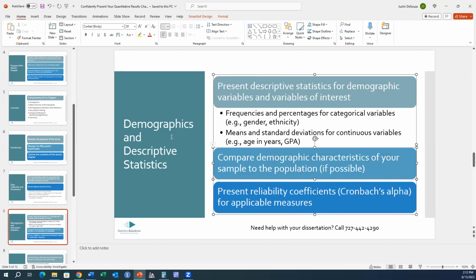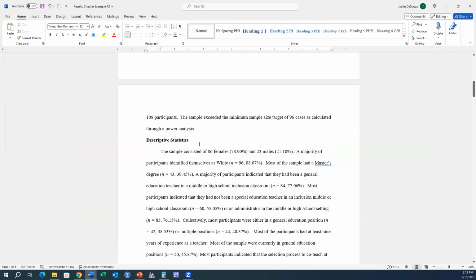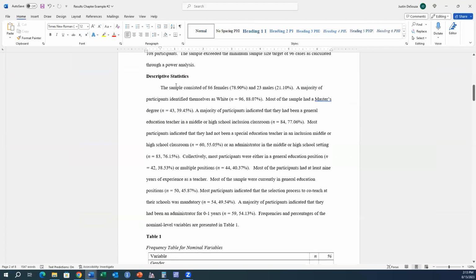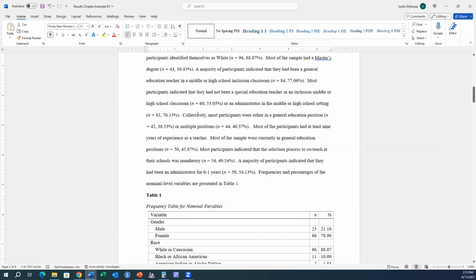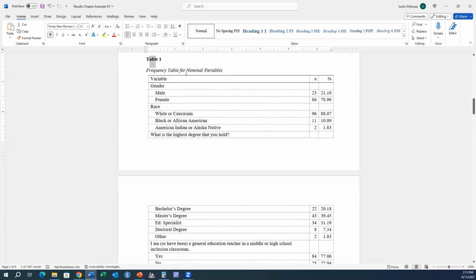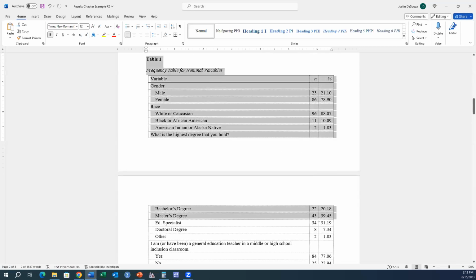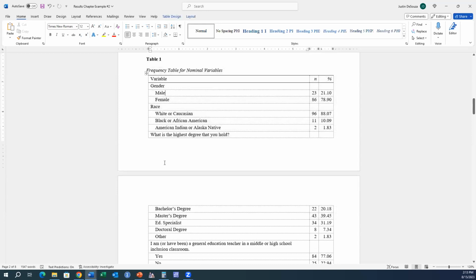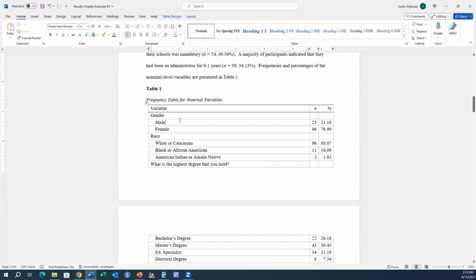And then the last part of the descriptive statistics is usually presenting a reliability measurement. The most prevalent case for this would be a Cronbach alpha value. Okay, so let's take a look at an example here for this. Okay, so here we have our descriptive statistics section, and you want to have a table that summarizes all the demographics, so gender, race, education level, and so forth.